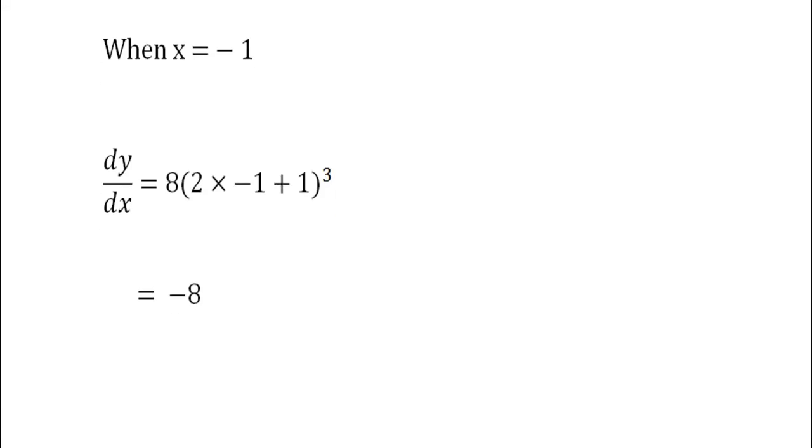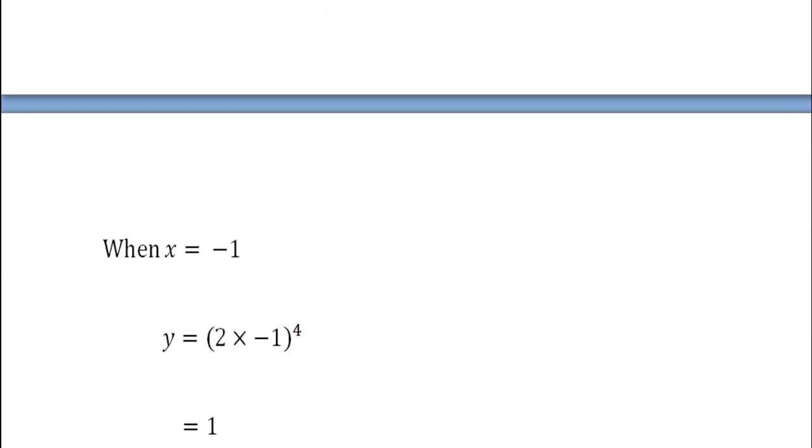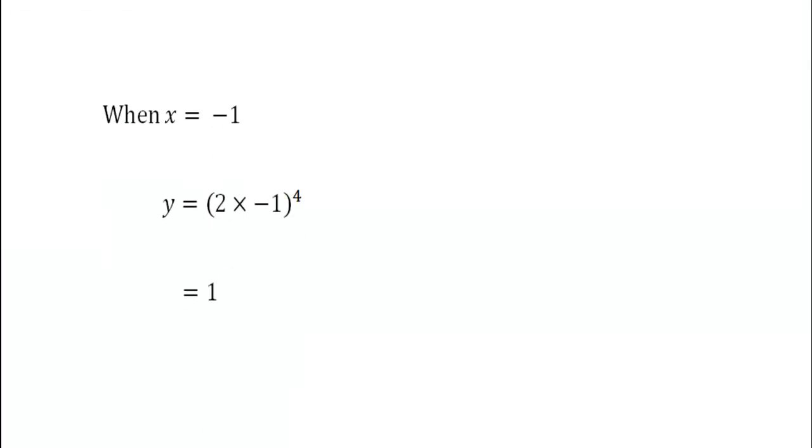So then we know that when x equals negative 1, we put that back into the original equation, and then we know that y equals 1. So we are now at the point minus 1, 1.